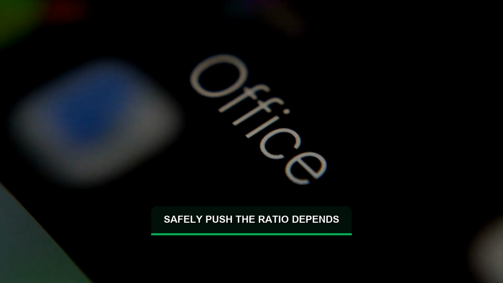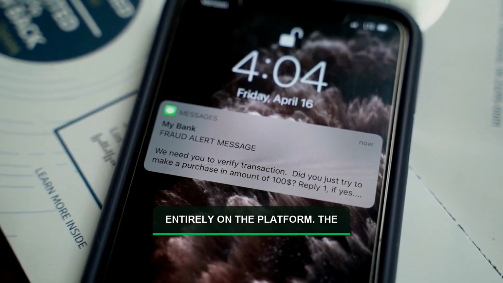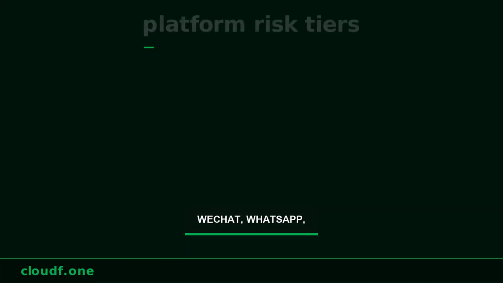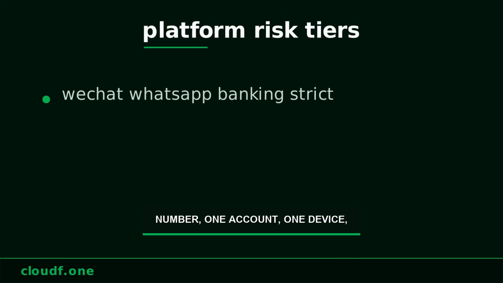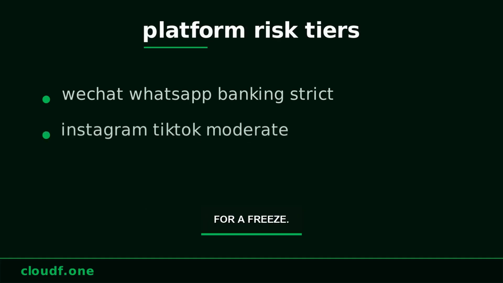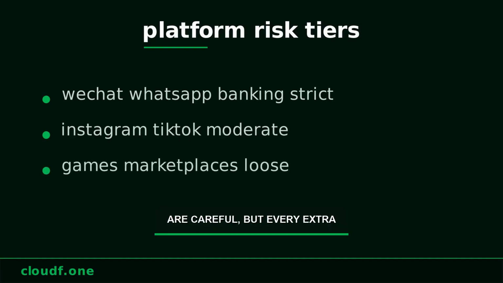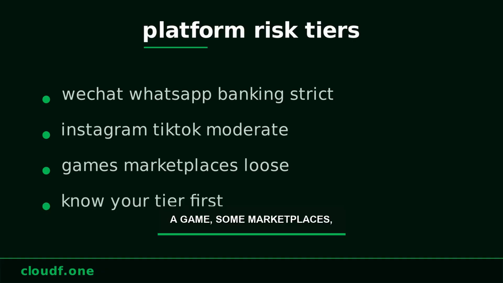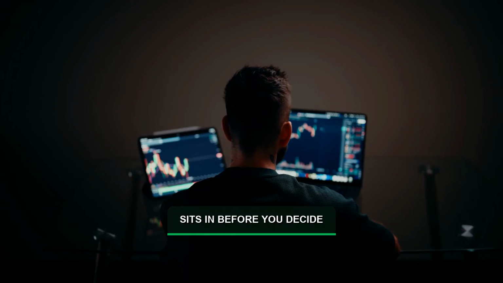How far you can safely push the ratio depends entirely on the platform. The strict ones, WeChat, WhatsApp, the banking apps, are 1 number, 1 account, 1 device, full stop, and trying to stack them is just asking for a freeze. The middle ones, Instagram and TikTok, will let you hold a small number if you are careful, but every extra account you add raises the odds against you. And the loose ones, a utility app, a game, some marketplaces, tolerate more because there is simply less for a bad actor to gain. Know which tier your app sits in before you decide anything at all.